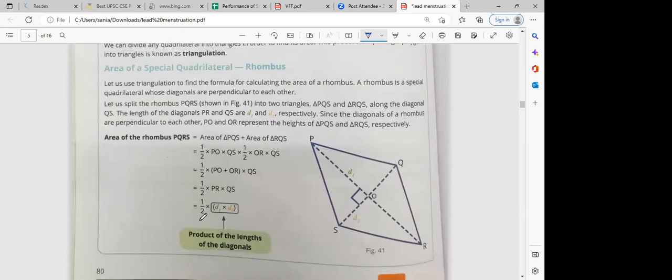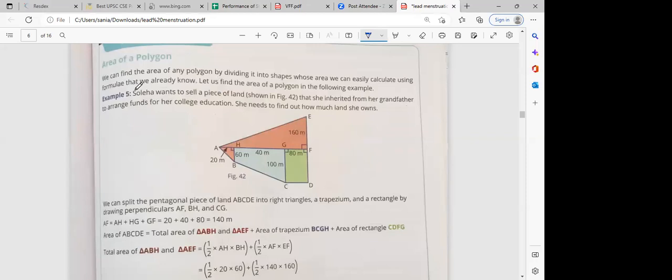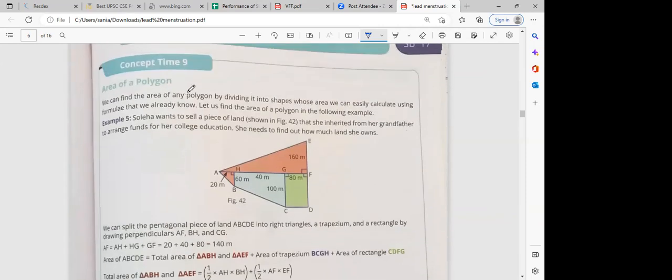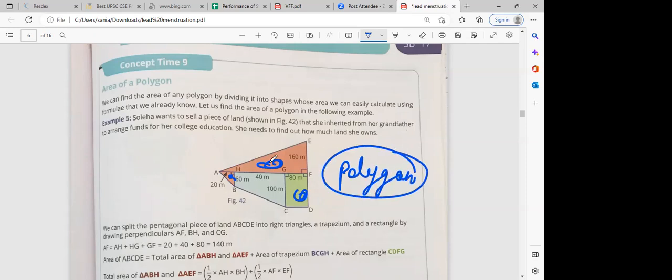Then area of rhombus is half d1 into d2. What are d1 and d2? They are basically diagonal 1 and diagonal 2. Then area of polygon, any polygon it can be, a rectangle, trapezium, anything. Over here you can see it's a triangle, a rectangle, and a triangle again, so this is a polygon mixture. This entire diagram is a polygon, because you cannot say it is a triangle; other shapes are included.